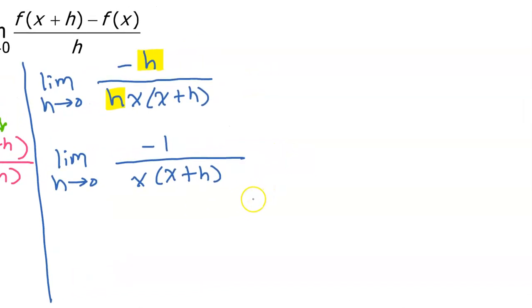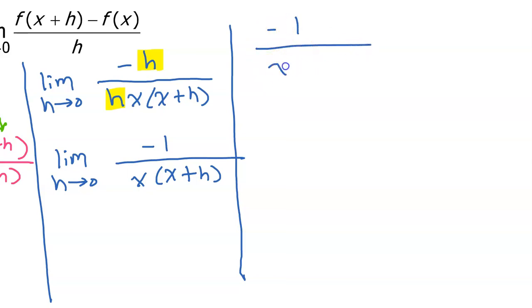And now we can do direct substitution. Let's let h equal 0. So this expression will become negative 1 over x times x plus 0. So this is going to become negative 1 over x squared.